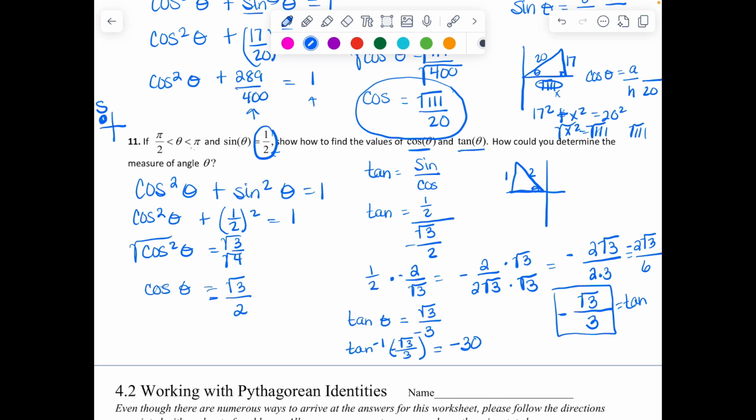Well, we know that we can't have a negative 30 in that section because we're in quadrant 2, so that's a restriction. So we could either divide sine by cosine and use the inverse, or we can think about how to change it to be a positive angle in that area, because we know we're in quadrant 2. So we could add 180 to it, and we get 150 degrees is where we would be.